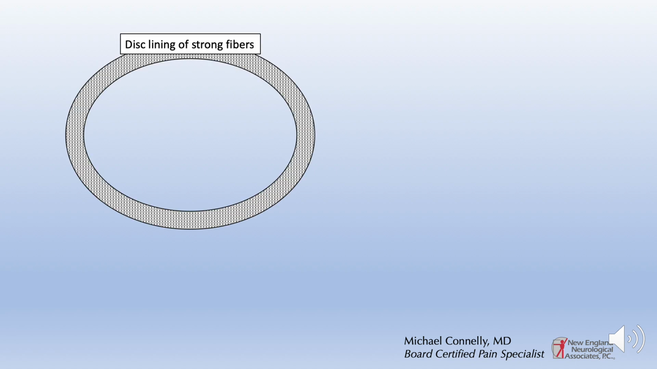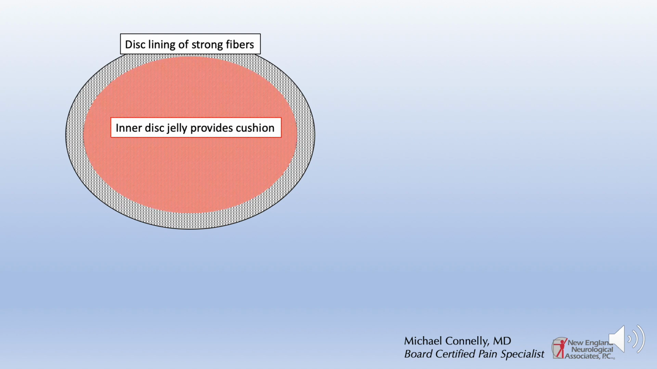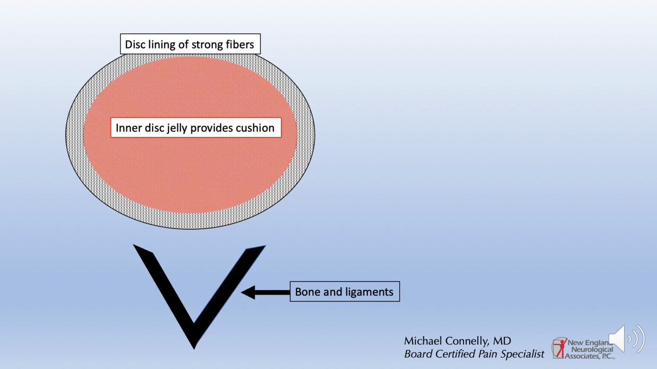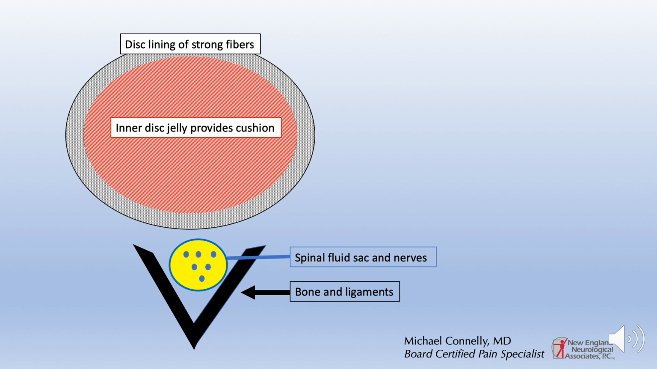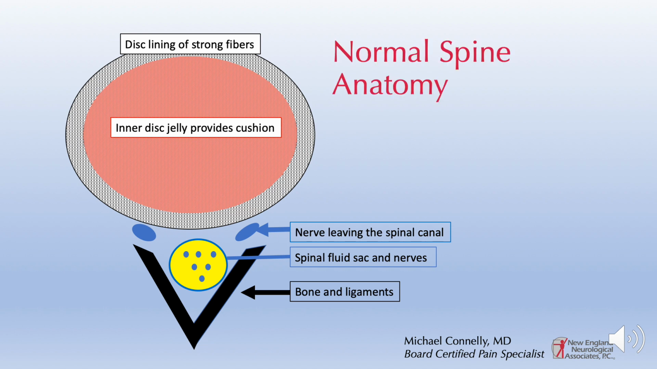Let's take a look at normal spine anatomy. This is a representation of the disc, which is a fibrous band of tissue that contains the jelly inside the disc, and the backside of the bones, and then inside the space between the bone and the disc is where the nerves travel, with one exiting to the right and left on each side.